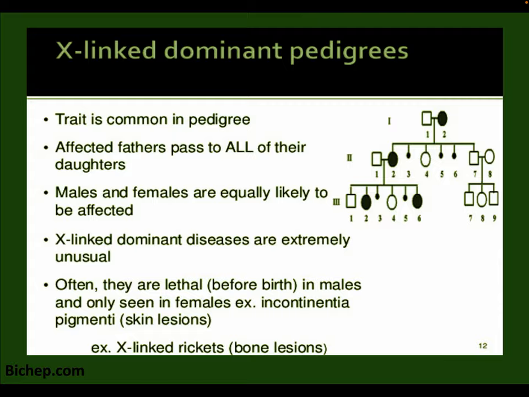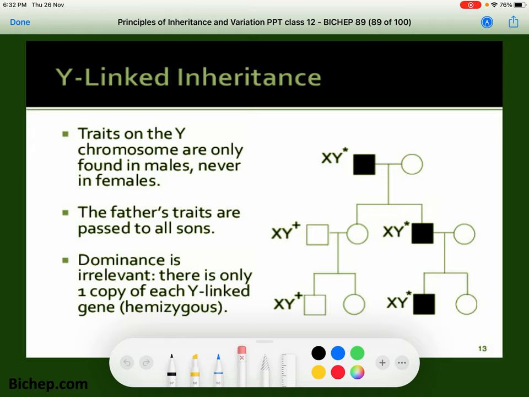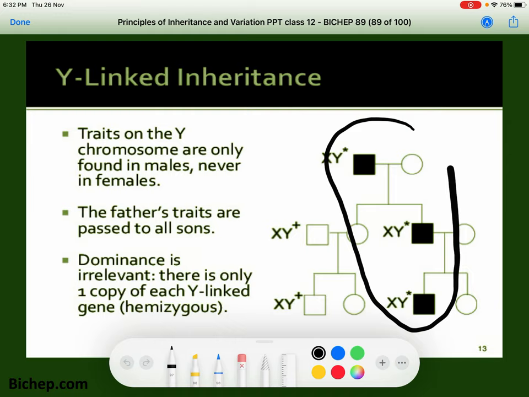Now if I talk about Y-linked inheritance, it is connected only with males, never females, because it is connected by the Y chromosome. And if you see, it is not skipping the generation, it never skips the generation. In every generation, all the males will be affected. And that is why it is called Y-linked inheritance.